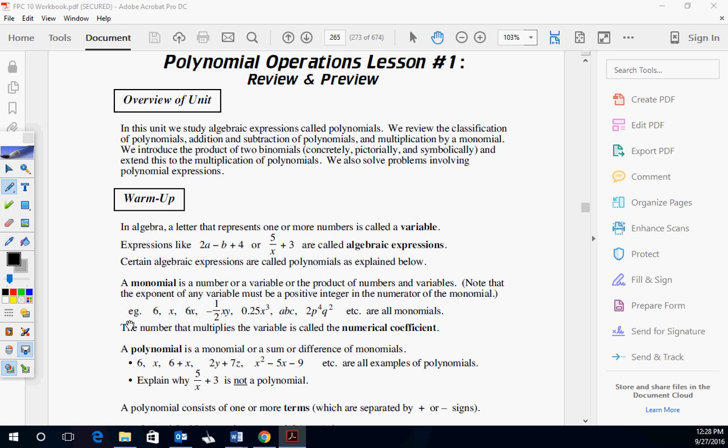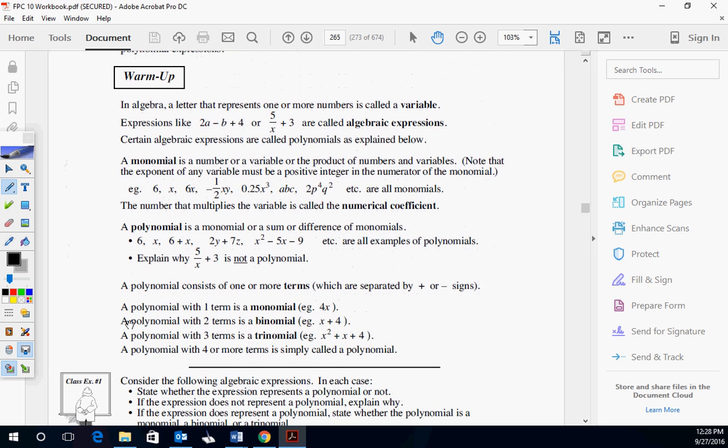We'll do the product of two binomials, which we'll use the foiling technique to do. And then we also solve problems involving polynomial expressions. So we're doing a little bit of everything with polynomials. So just the warm-up here, we'll go through this together.